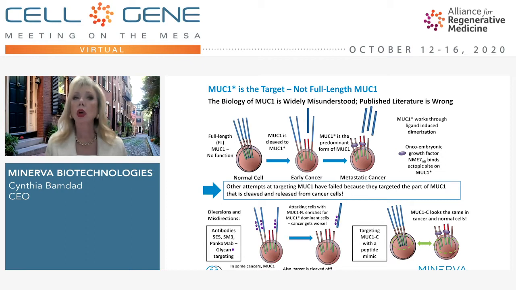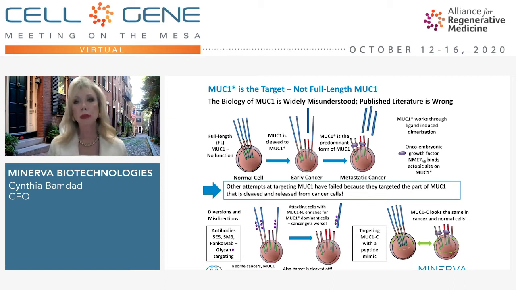So there's an onco-embryonic growth factor called NME7. AB stands for the secreted form. And NME7 has two binding sites for MUC1 star. And those binding sites are ectopic, meaning they are hidden until MUC1 is cleaved and the tandem repeat domain is released. So NME7 has two binding sites for MUC1 star. Even at very low concentration, it dimerizes MUC1 star and it activates the MAP kinase signaling cascade.